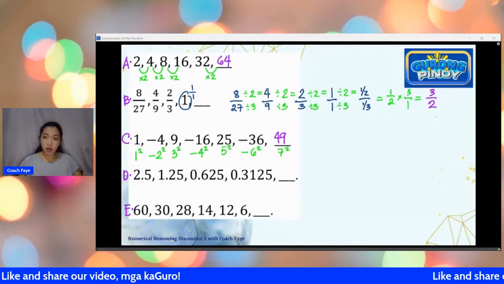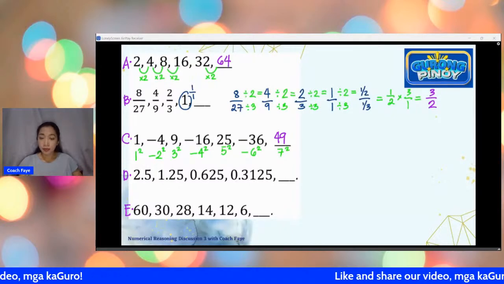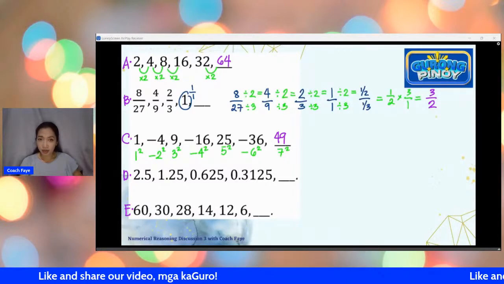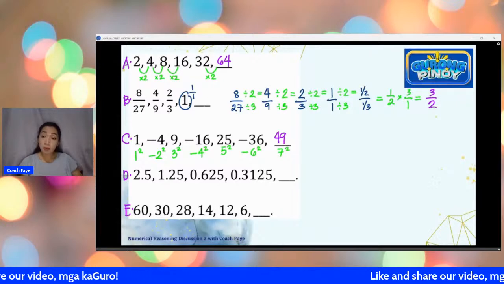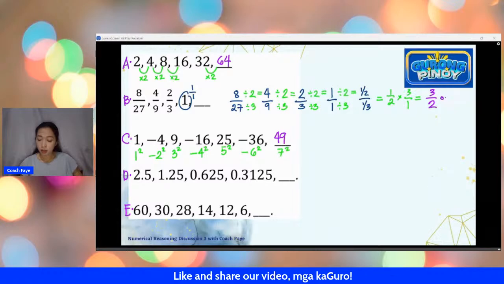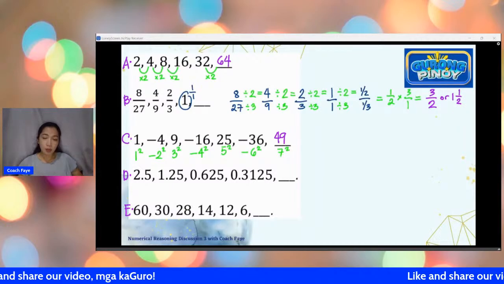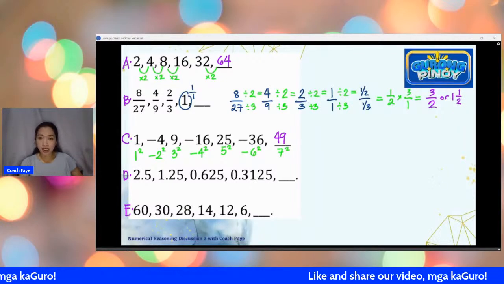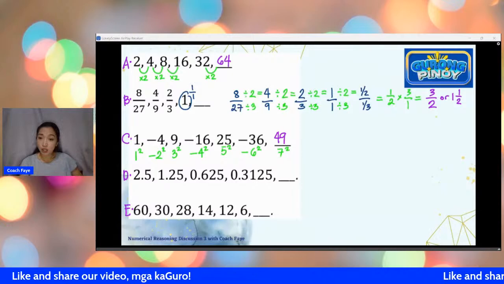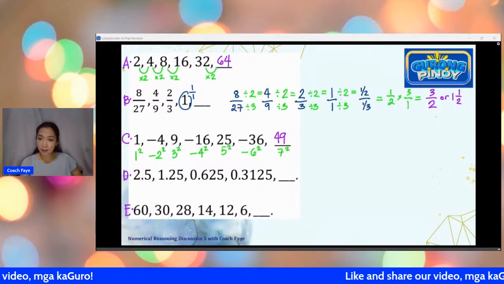By the way, may nagtanong dito, si IJ Dorado. Wala po yung lowest term. That's it na po. 3 halves. Baka yung ibig mo sabihin ay yung mixed form. If you want to answer mixed form here, you can also have 1 and 1 half. That's the mixed form. Pero hindi po siya lowest term. Mixed po yung tawag dyan. Ayan. Yung lowest term kasi wala ng common multiples. Again, we'll cover that in more detail next week. So your answer in letter C should be 49.